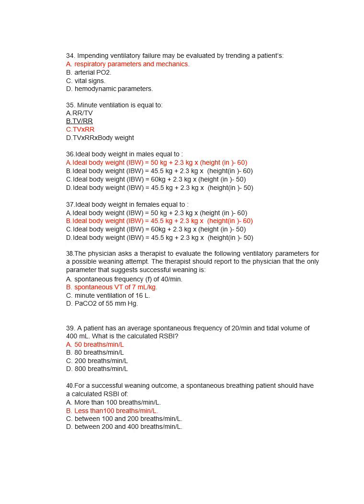Coming to the next question. The physician asks a therapist to evaluate the following ventilatory parameters for a possible weaning attempt. And the therapist should report to the physician that the only parameter that suggests a successful weaning is: the options are spontaneous frequency of 40 per minute, spontaneous tidal volume of 7 ml per kg, minute ventilation of 16 liters, and a PaCO2 of 55 millimeters of mercury. So basically, if the patient is getting a spontaneous tidal volume of 7 ml per kg, we can wean the patient.